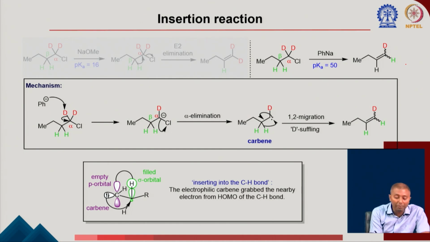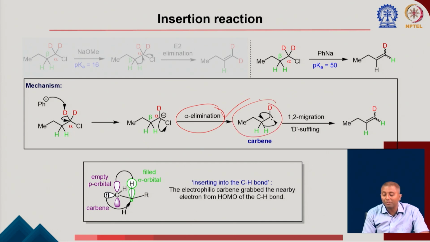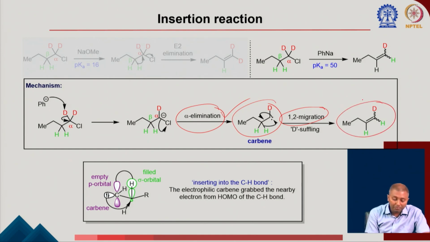Once you use the strong base, it goes for alpha elimination. It is cleaving this carbon-deuterium bond, generating a carbanion, going for alpha elimination to generate a carbene. After formation of the carbene, this C-H insertion is happening. So we call this a 1,2 migration, or there is a deuterium shift happening to end up with this product. We can understand this from this orbital diagram. What is happening here, you can see this sigma C-H bond drawn here is giving electron density to the empty orbital of the carbene. So there is an empty p orbital in the carbene, where this sigma C-H bond electron density is transferred.